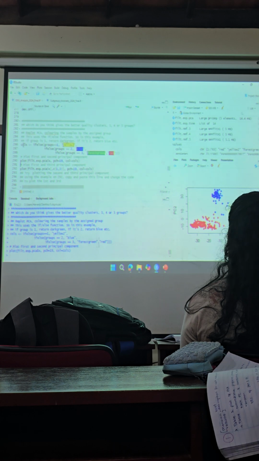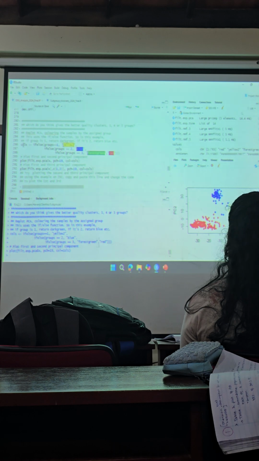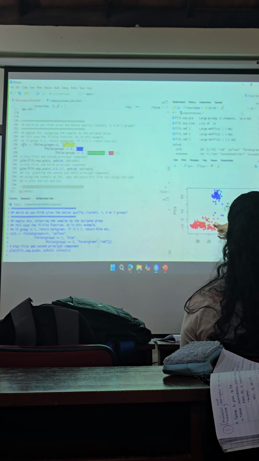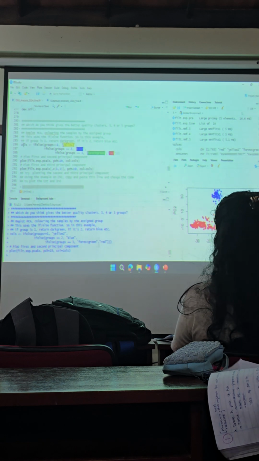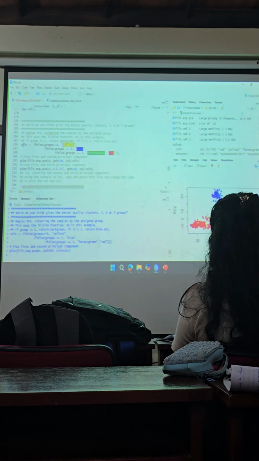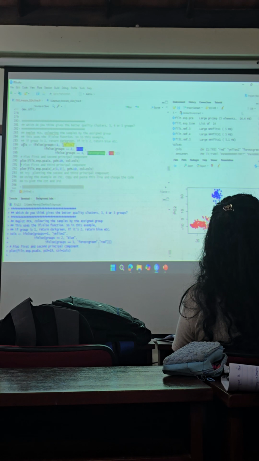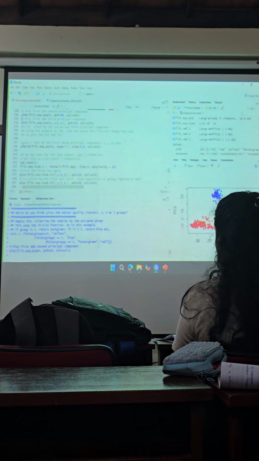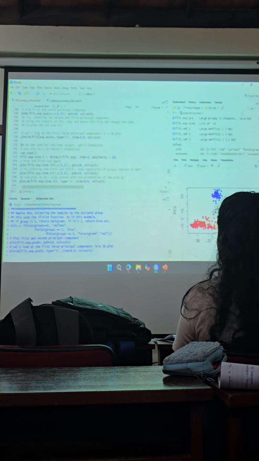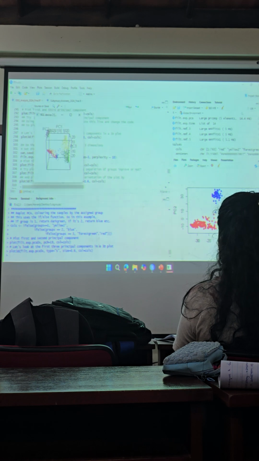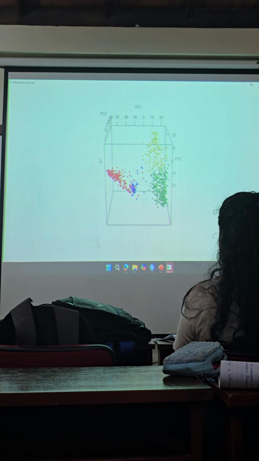So what can you tell about the groups? What can you tell about red and blue? They are highly distant. Are there any overlaps? They seem to be well separated. But when it comes to 3 and 4, there's overlap, right? So you need to look at the 3D plot. But can we be sure of this overlap because we are watching that in 2D? So that's why you need to take the 3D plot.